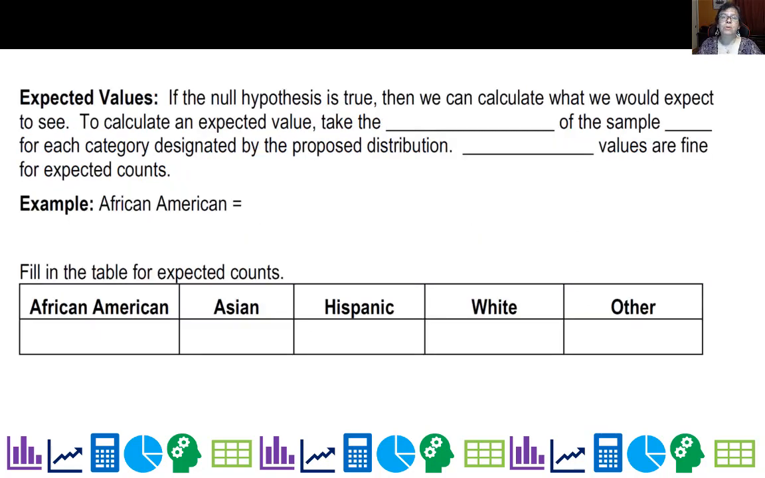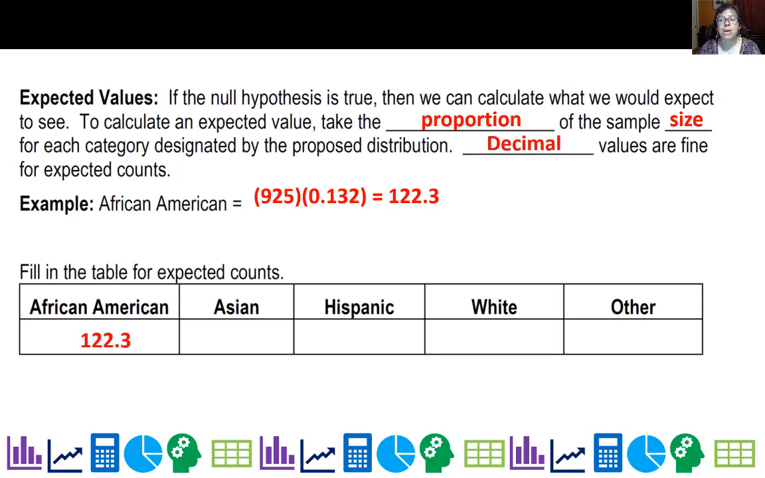So expected values are something that we're going to calculate, and that's basically what we would expect to see from the model. So we take the proportion of the sample size for each category designated by the proposed distribution. So decimal values are fine for expected counts. So we have 925 AP students. We would take that, since 13.2% of our population is African American, we would multiply that out, and we would expect to see 122.3 African American students in AP Stats.